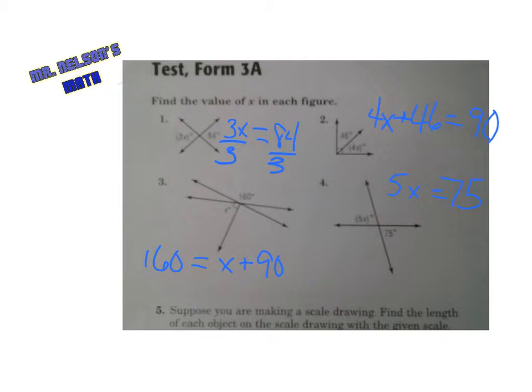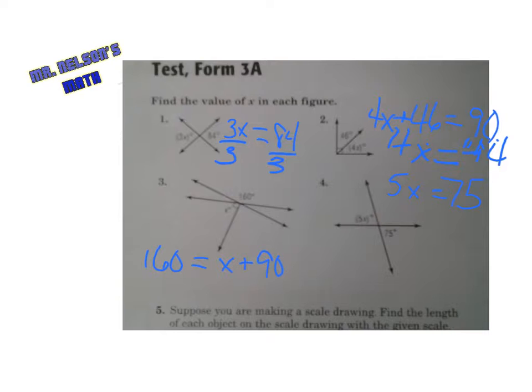Okay, so, anyway, 4x plus 46 equals 90 because these two here add up to 90, right angle. So, there you go. Subtract 46 from both sides, and you should get 4x equals, nice, 44. That is just weird. And divide each side by 4, x equals 11.